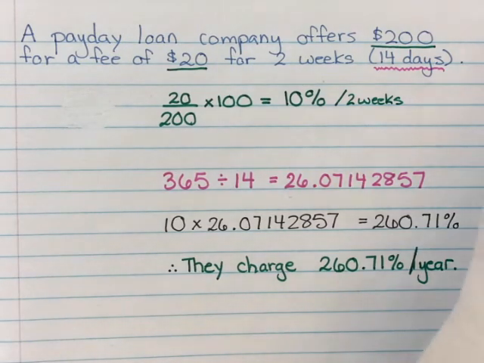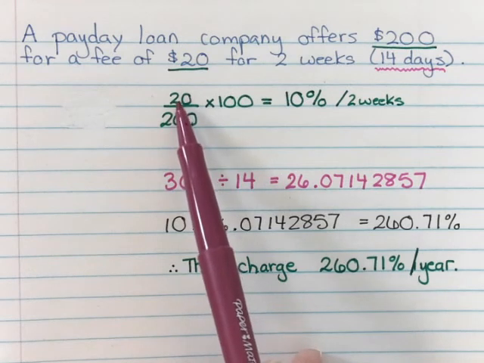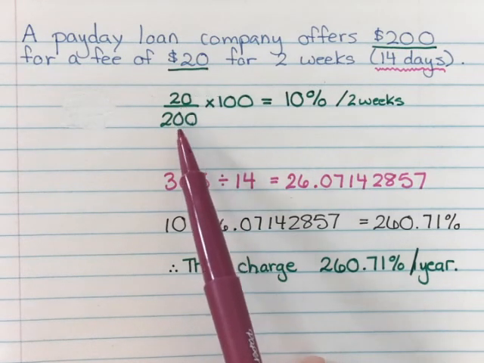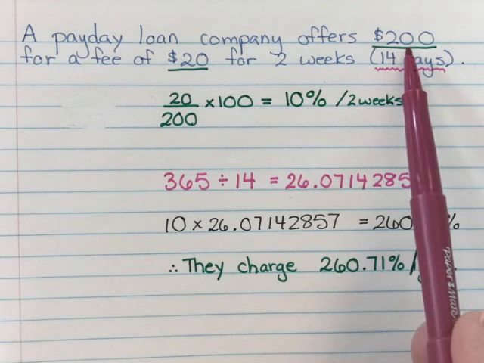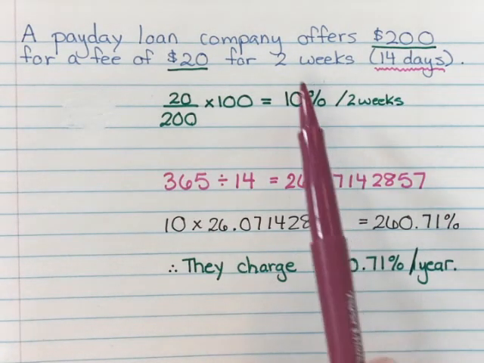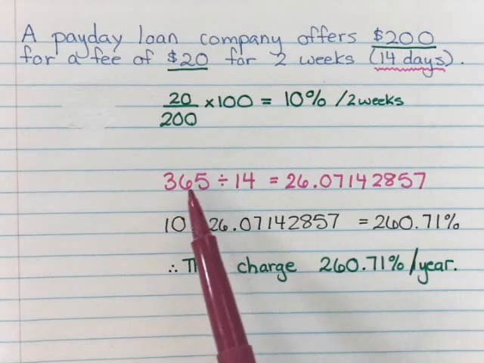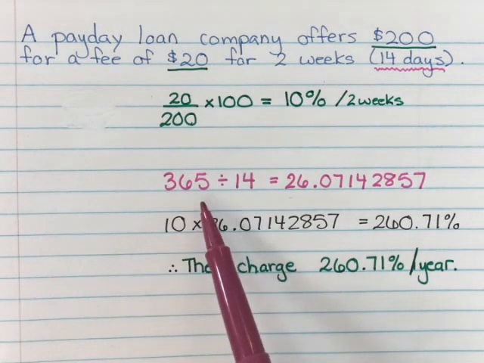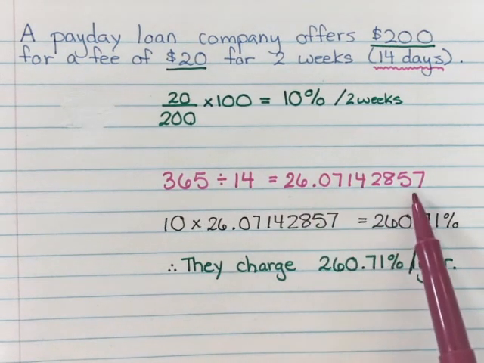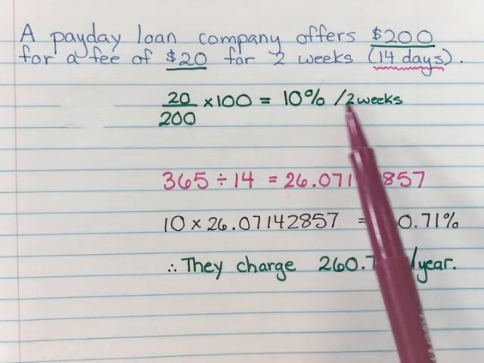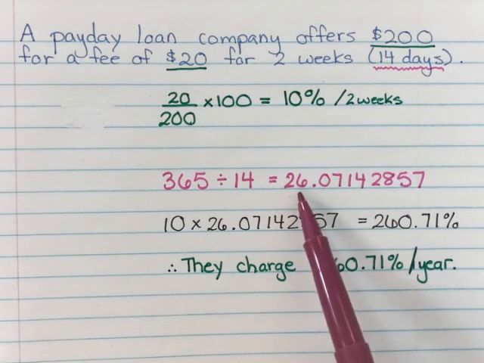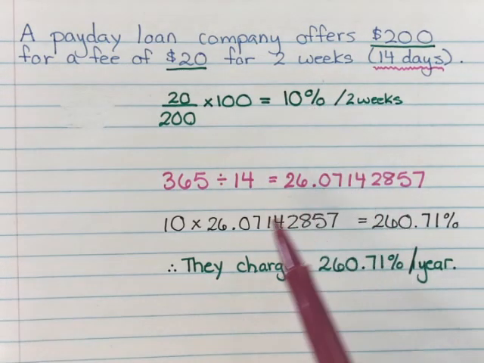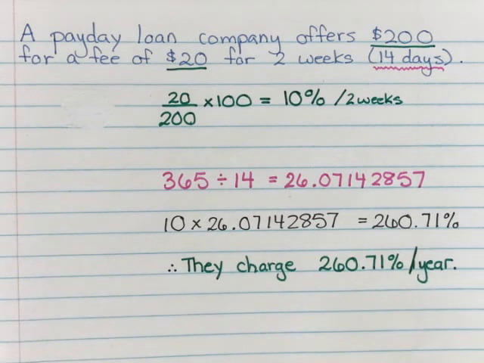Anyways, that's just a quick recap of how I calculated. We took the interest, the fee they charged, and divided it by how much money we lent. We figured out what percent that was. That's 10%. Then I figured out how many 14-day periods there are in the 365 days in a year. And we got this number here. And then because this is how much it is for 2 weeks, and there are this many 2-week periods in a year, we multiplied those together to get that our interest rate is 260.71%. So now you should try your calculation. And that's it for us.